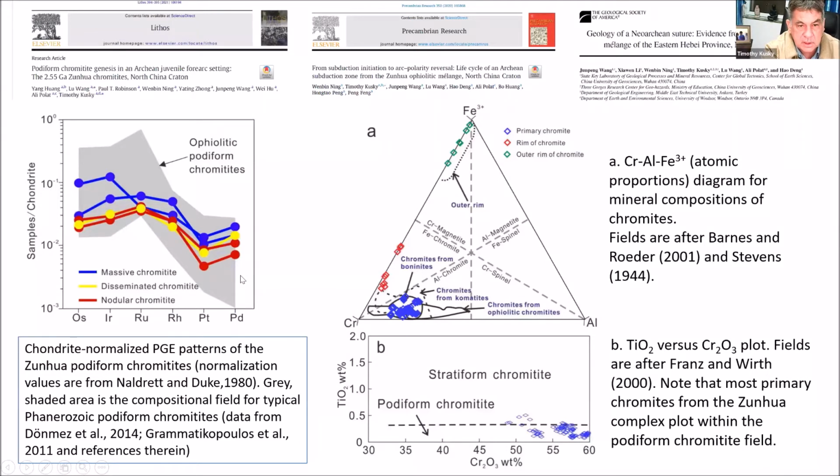The only difference is if you look at the altered rims of the chromites and you plot them, they get to be very iron rich. They get to be ferrichromites, like over here. So if you look at the unaltered parts, then the analyses are good. Some people who report chromite compositions are not careful about what they use, so you have to be really careful, okay?